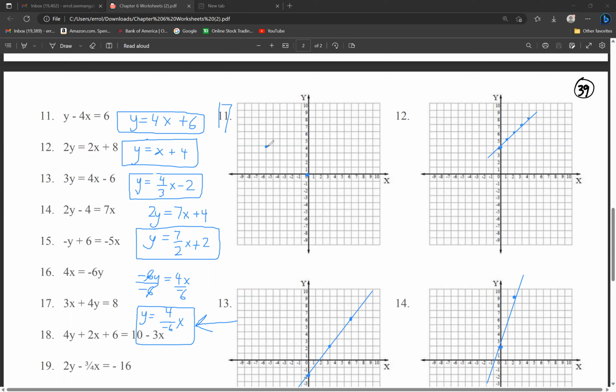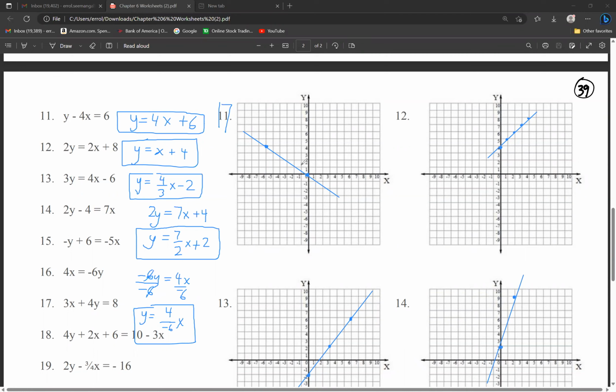Right there. Okay, what do you notice about that slope? It's going down to the right. So it's a negative slope, right? Here's your negative slope. Negative 4/6. This number right here is negative. So we expect it to go down to the right, not up to the right. Okay, so that's 17.